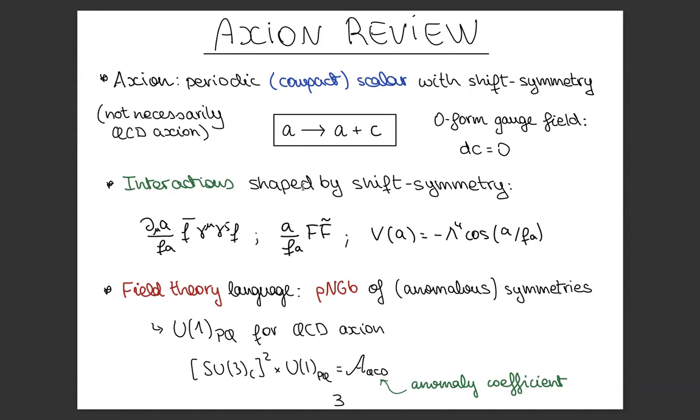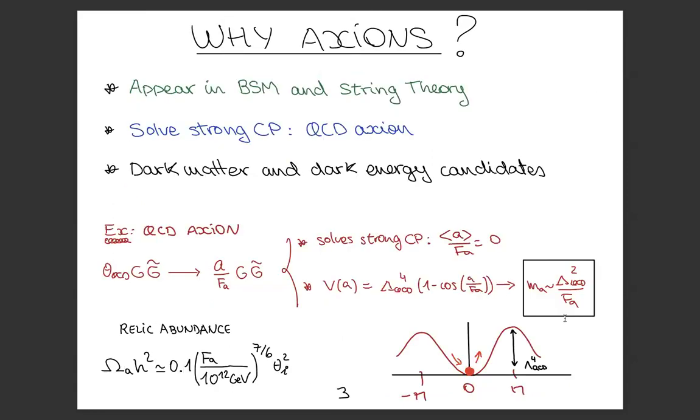Now, this kind of shift symmetry is very important because it totally shapes the kind of interactions that we can have. We can have derivative couplings, topological interactions with gauge bosons, or periodic potentials. And just as an example, as you know very well, in field theory we have the very well-known case of the QCD axion that comes after spontaneous breaking of the global Peccei-Quinn symmetry, which has a mixed anomaly with QCD. This anomaly is totally encoded in this coefficient, the anomaly coefficient, which is going to be a crucial quantity for the rest of the talk.